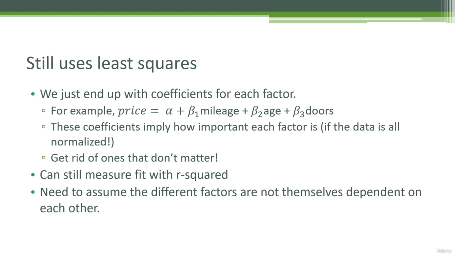Now, all of this still uses least squares, so in our notebook we're going to use something called OLS. That stands for ordinary least squares, and it can handle multiple features like this. So we can still measure the fit of this overall using R squared, nothing is different there.